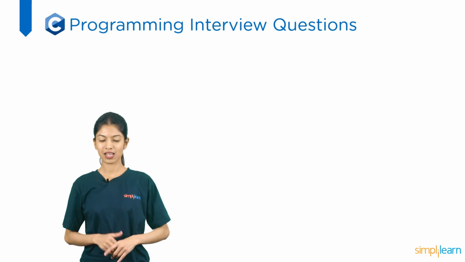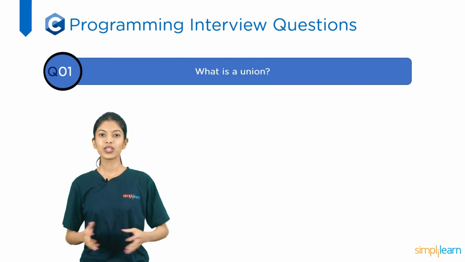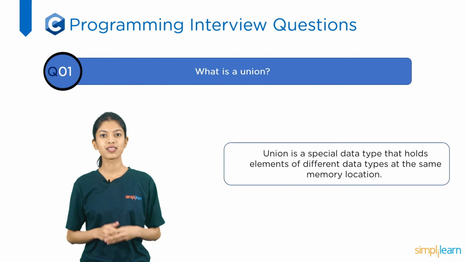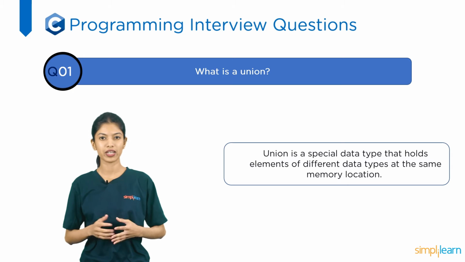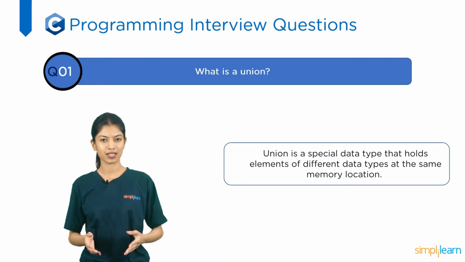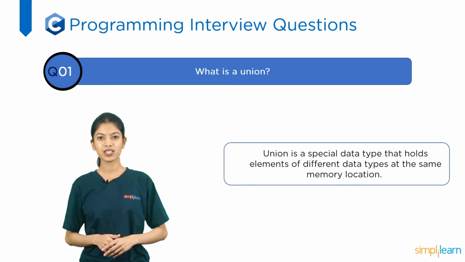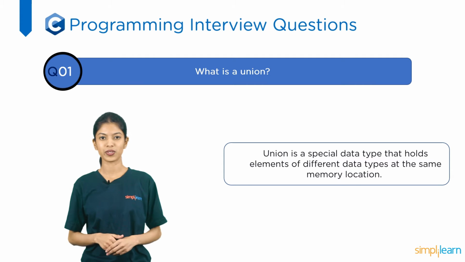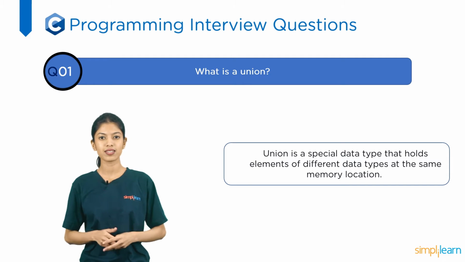Moving on to the advanced level questions. First, what is a union? Union is a special data type that holds the elements of different data types at the same memory location. The concept of structure and unions are the same. However, the only difference is in terms of storage space and the keyword. In union, memory is allocated once the variable is created, and the union variables are created to access and assign values of the union members in C.